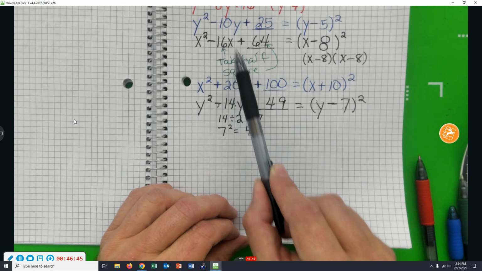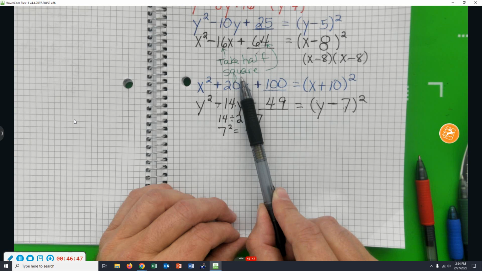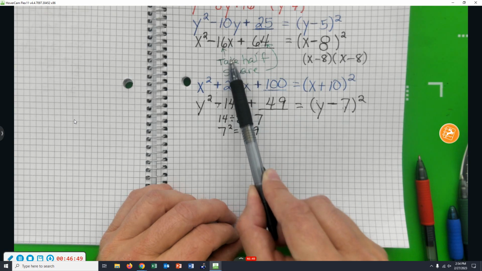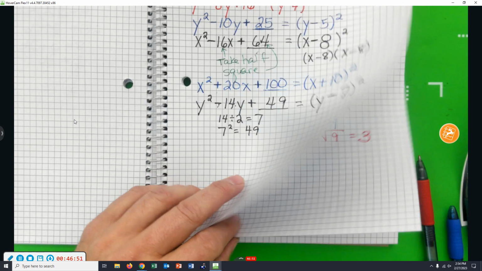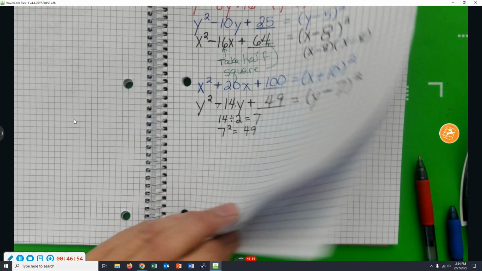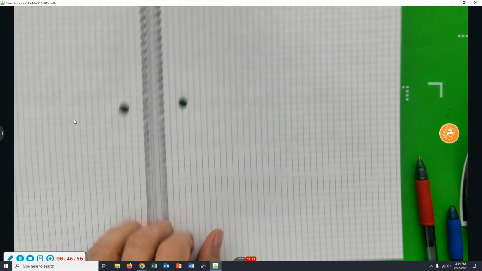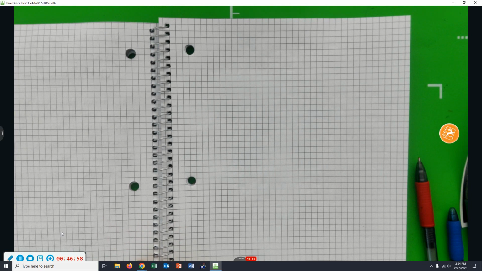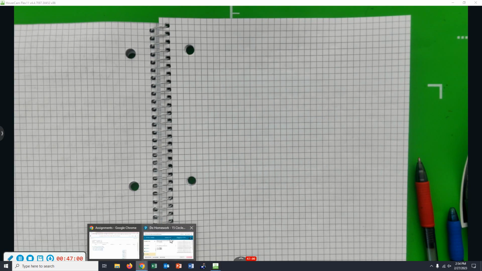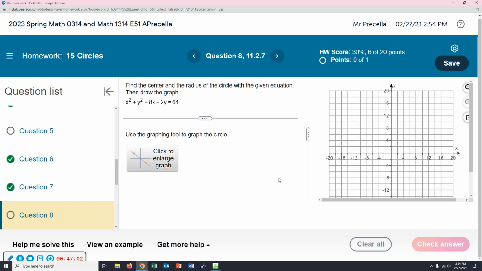So, how do you do that? You take half and then square it. Okay? Don't panic as we go through this example, as we do problem number 8. We write it down. Not really very difficult at all. Number 8.